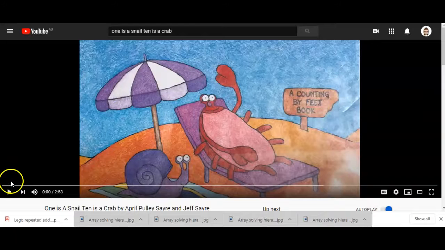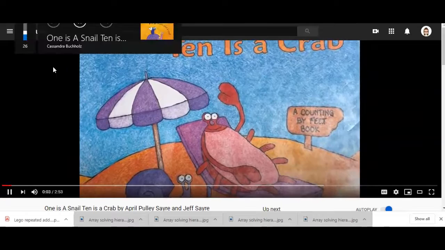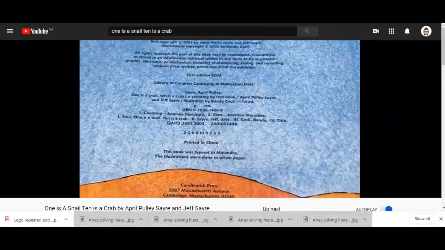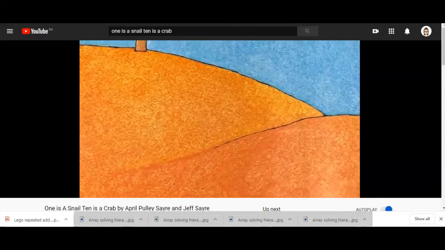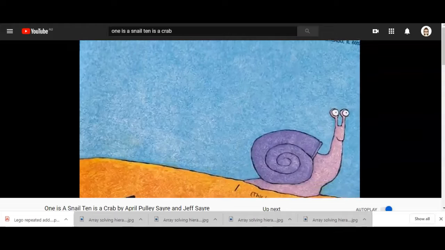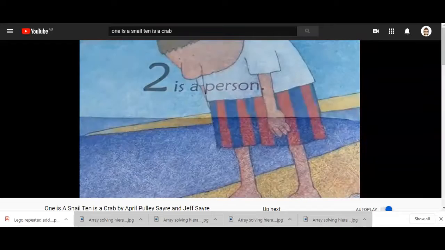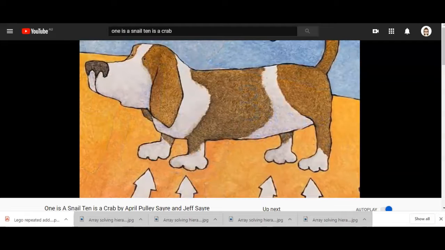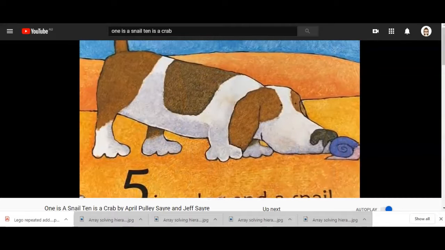One is a snail, 10 is a crab, by April Pulley Sayre and Jeff Sayre, illustrated by Randy Cecil. To the beach. One is a snail. This is a snail's foot. Two is a person. One, two. Three is a person and a snail. Four is a dog. One, two, three, four. Five is a dog and a snail.